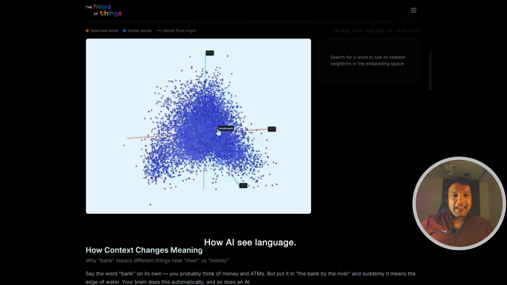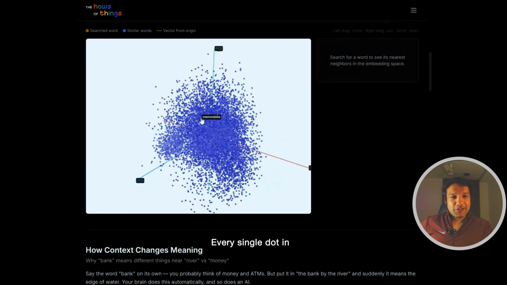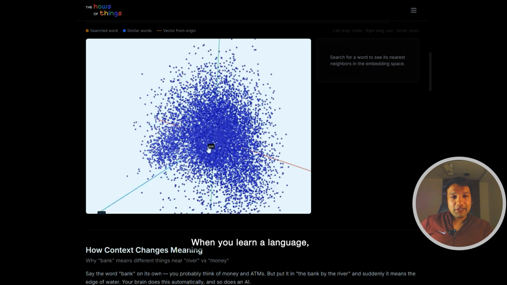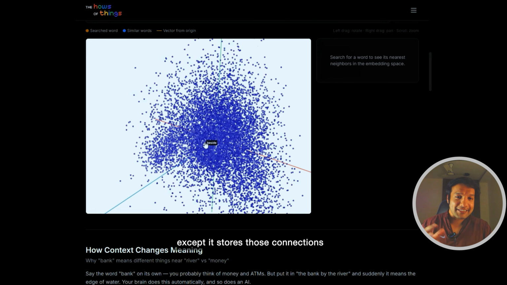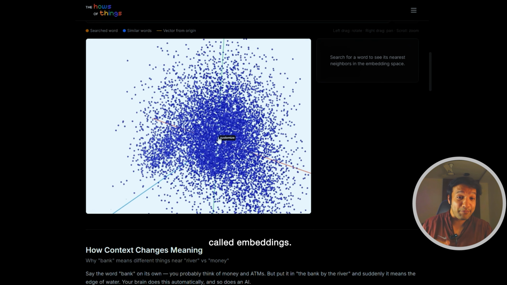This is how AI sees language. Every single dot in this cloud is a word, 10,000 of them to be exact, positioned by a real AI model. When you learn a language, your brain builds invisible connections. Happy connects to glad and joyful. Cat connects to dog and pet. And AI does the same thing, except it stores those connections as lists of numbers called embeddings.